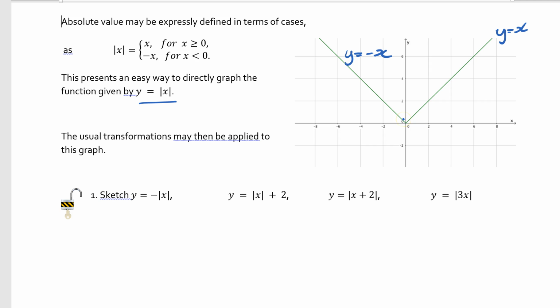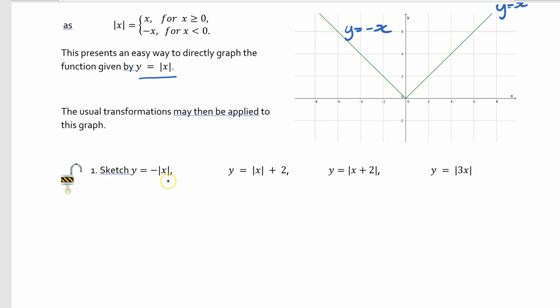The center of the V is on the origin. Now if we recognize that as what a mod curve looks like, then all the transformations that we've looked at before apply. So we'll have a look at these examples here. If we were going to sketch y equals minus mod of x, we know the effect of a minus is to reflect in the x-axis.